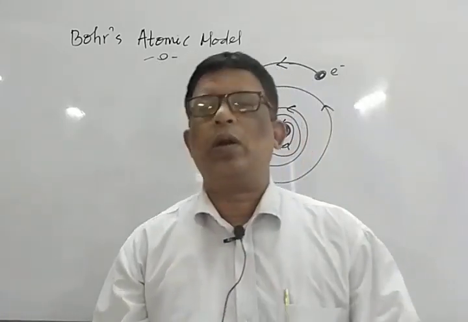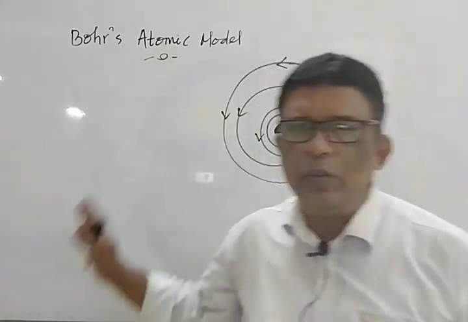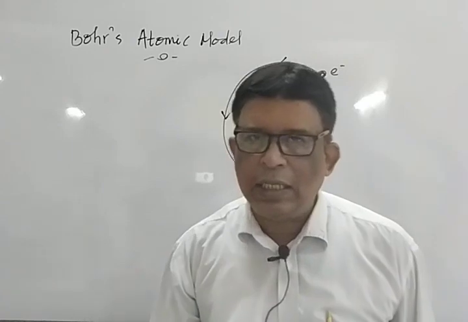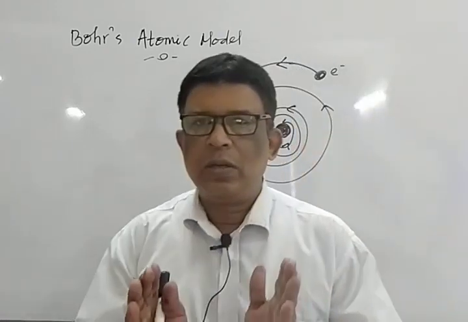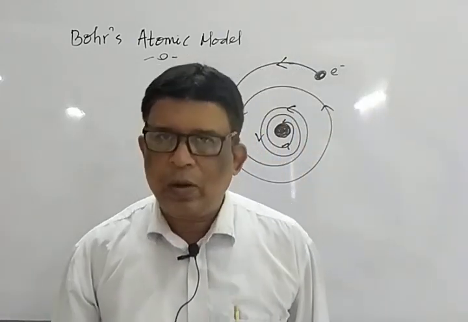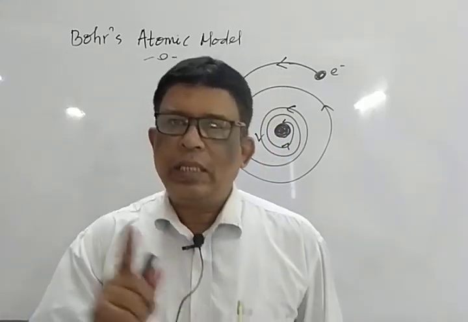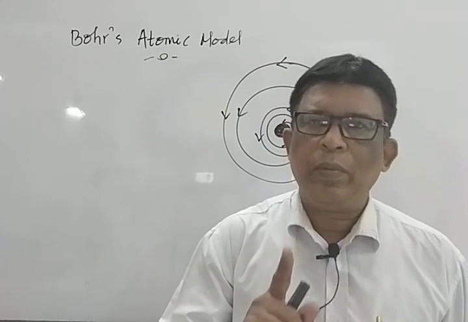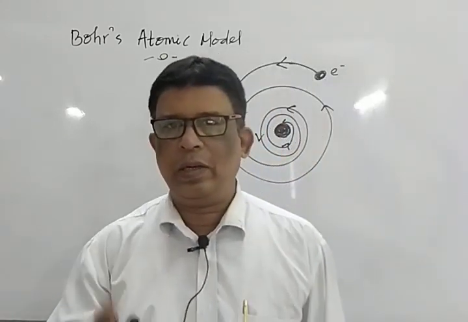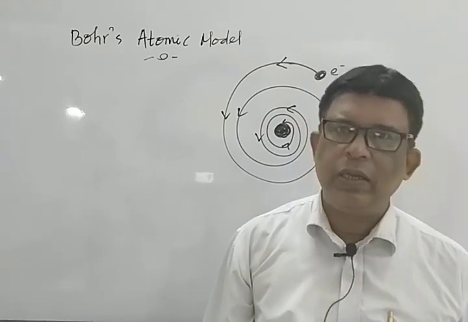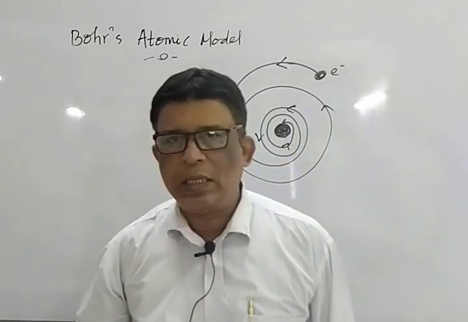So in order to overcome these two points, Danish physicist Niels Bohr gave some postulates, and that is known as Bohr's atomic model. This is based upon Planck's quantum theory. The various postulates of this theory, 5 to 6 points, are there.